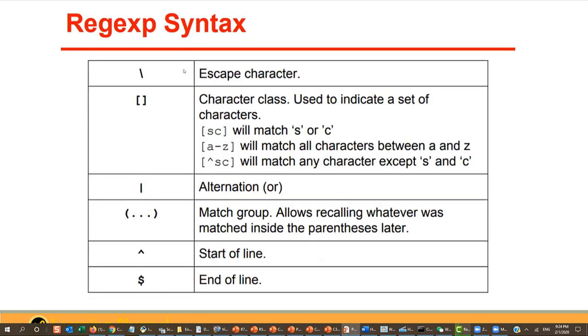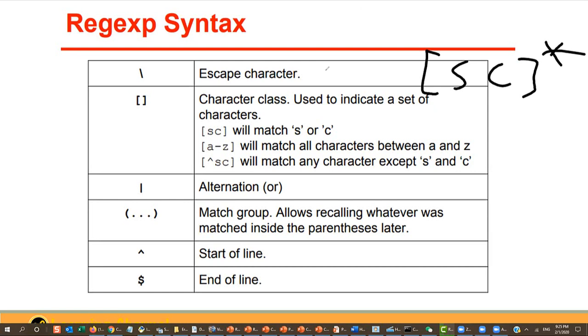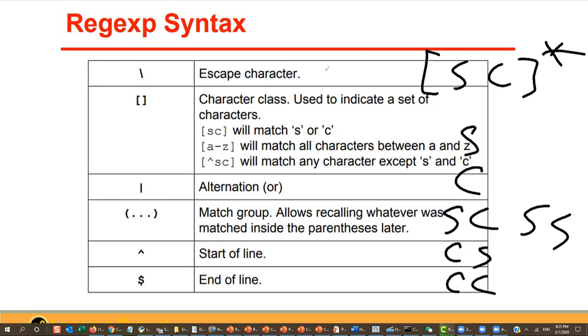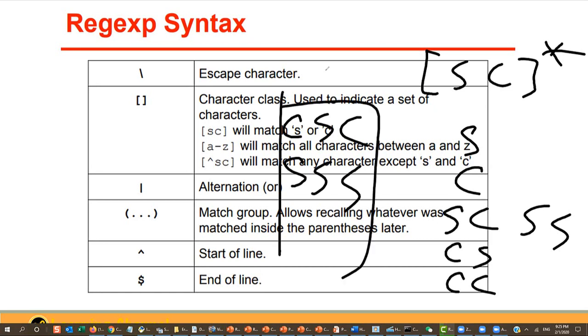And you can have a backslash, that's an escape sequence. And you can have a character set. So for a character set, if you write SC, it will be either S or C. For example, if I have SC with a star, that means what? It means nothing, or an S, or a C, or SC, CS, CC, SS, or CSC, SSS. So any number of C and S. Is that okay?